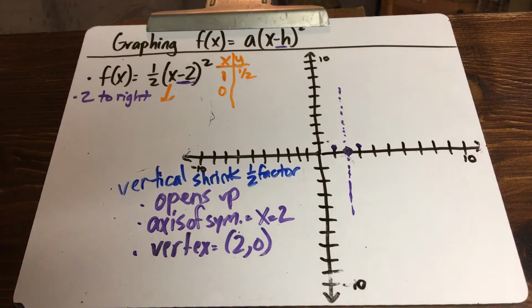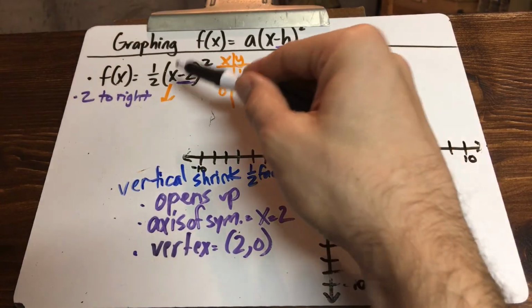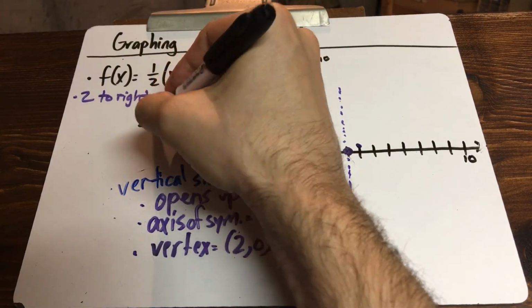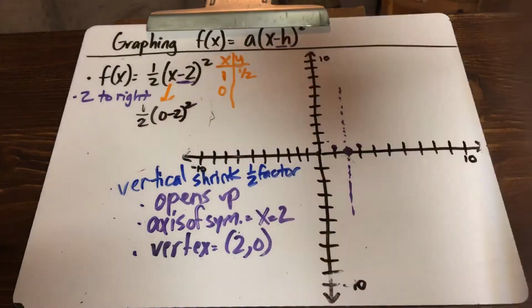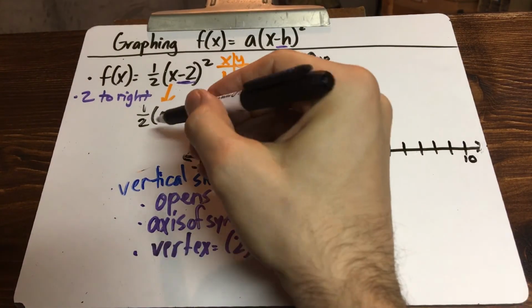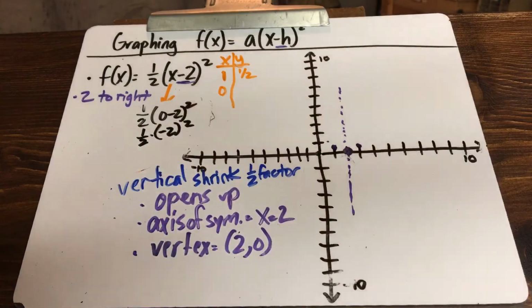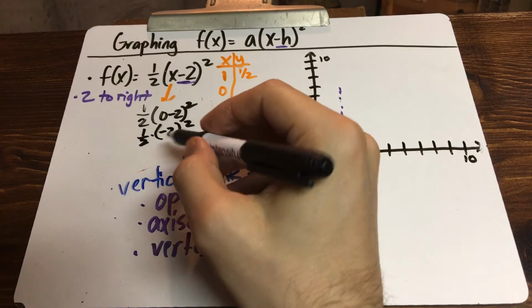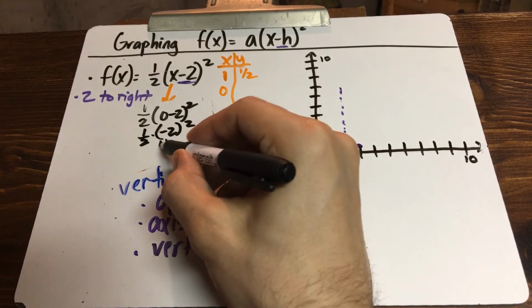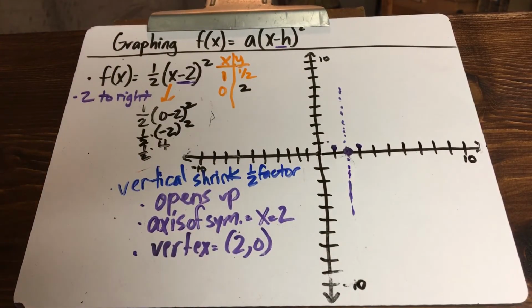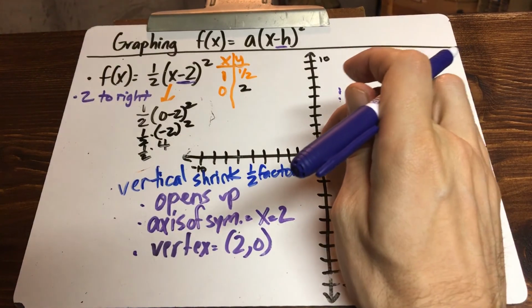Let me go ahead and do another one just because I really can't see the curve very well. What about if I put 0 in the spot of the x up here? If I put 0 in the spot of the x, here's what my equation would look like. It would look like 1/2 times (0 minus 2) squared. Okay, we all know 0 minus 2 is -2. (-2) squared is next. -2 times -2, that's 4. And so I have 4 times 1/2. What's half of 4? Half of 4 is 2. And so the point (0, 2) is on my graph.